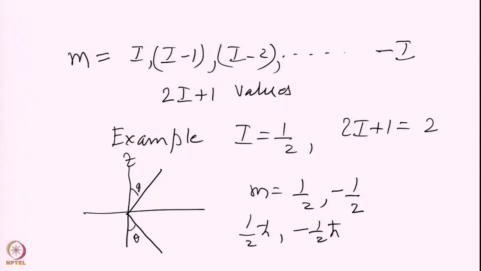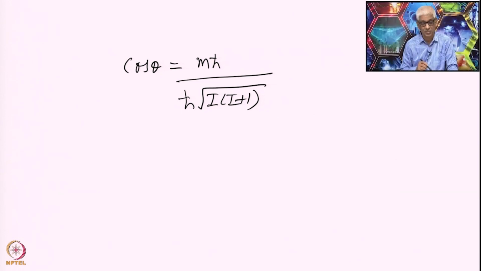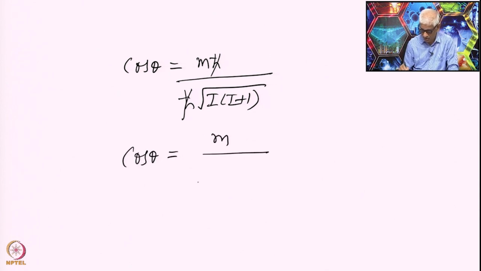And what will be this angle? Cosine theta is equal to m h cross divided by h cross under root I into I plus 1, because the length of this vector is h cross under root I into I plus 1, and the z component is m h cross. Therefore, cosine theta is m h cross, this h cross will cancel. Therefore, cosine theta is equal to m divided by under root I into I plus 1.